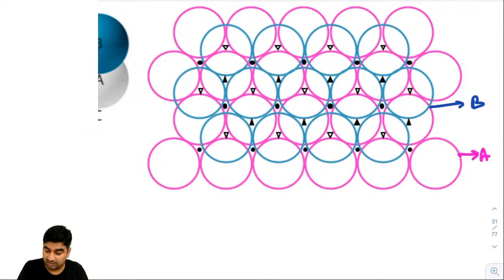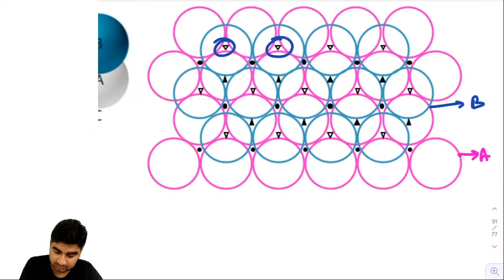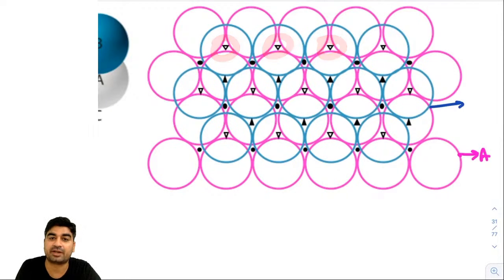And again the third layer. For the third layer I have two options, guys. Now we have two types of void. Can you see those two types of void? One is this, where I'm showing a triangle.